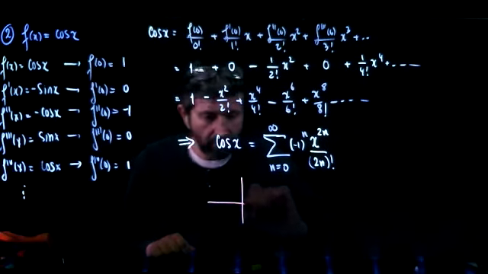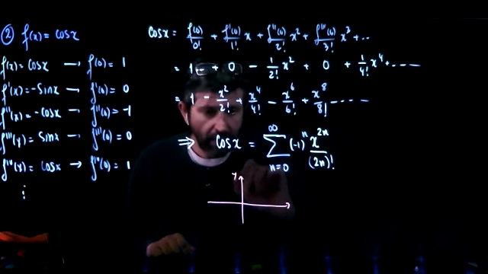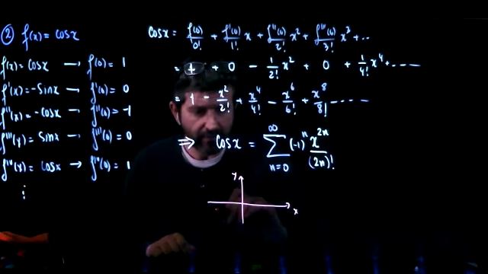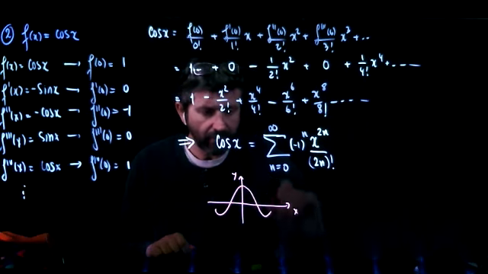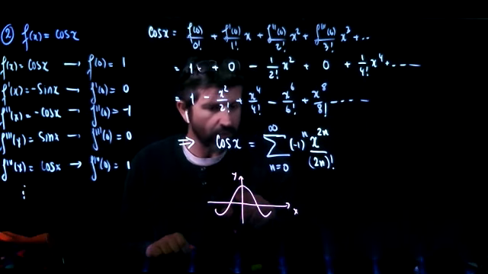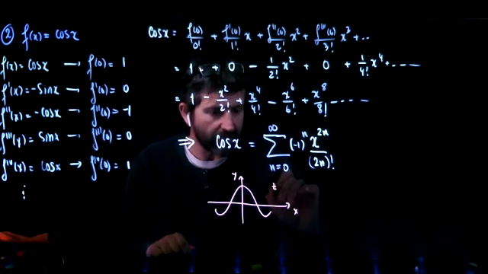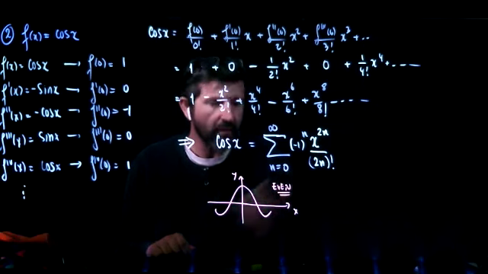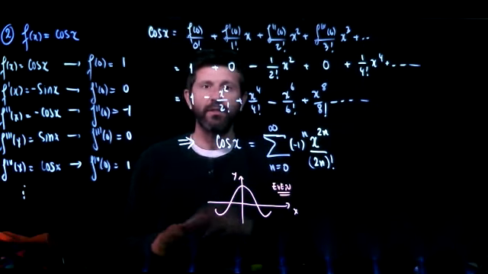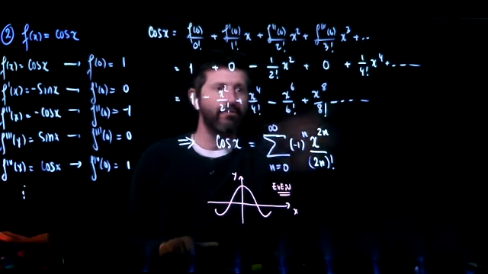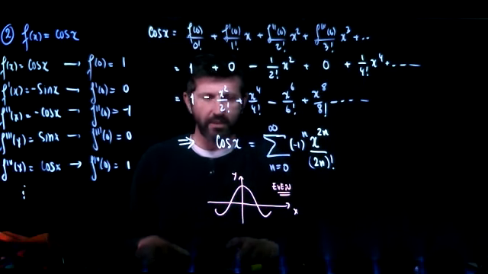And the cosine function, if you remember, the graph was like this, which is symmetrical with respect to the y-axis, which is an even function. Okay, and as you see, the exponents are all even. It's an even polynomial. That's why it's an even function.